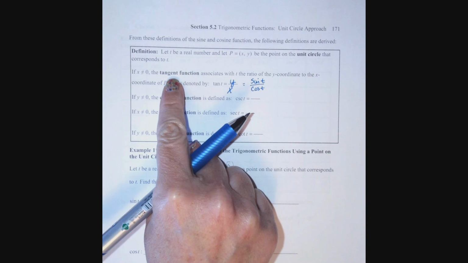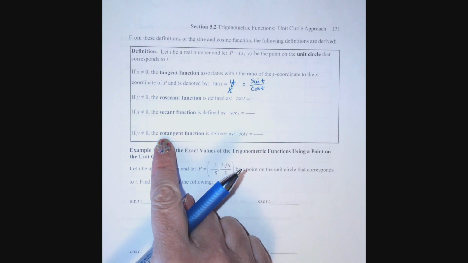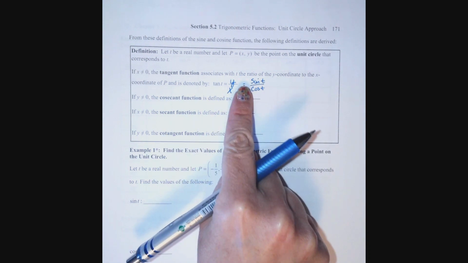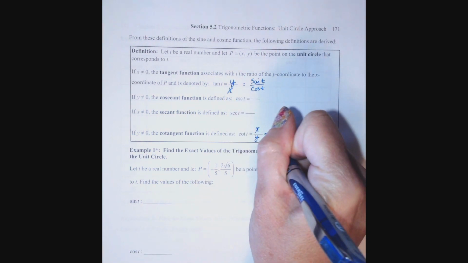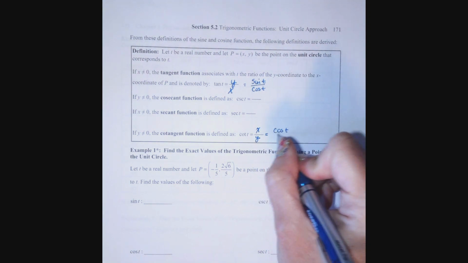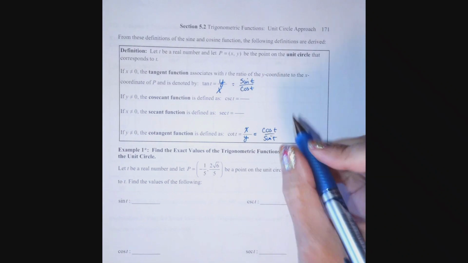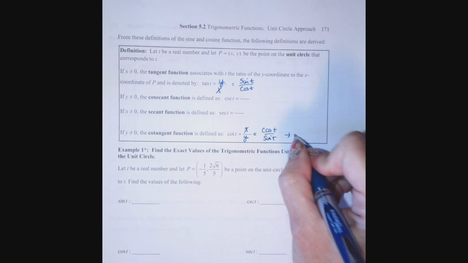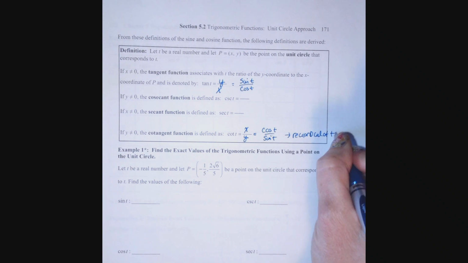Now, tangent and cotangent are cofunctions. They are also reciprocal functions. The reciprocal of y over x is x over y. So cotangent is also equal to cosine t over sine t. Those are reciprocal pairs. In fact, I'm going to write that out here. It is the reciprocal of tangent t.